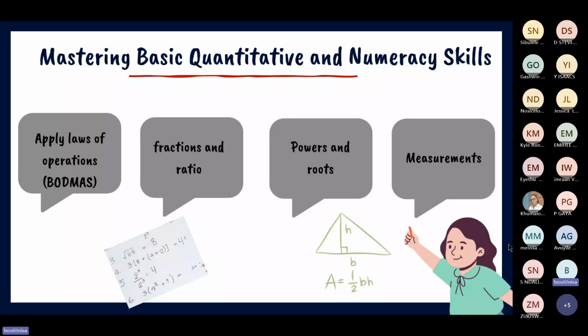Oh, thank you, Imran. Linear equations and graphing. Thank you, Imran. Anything else?